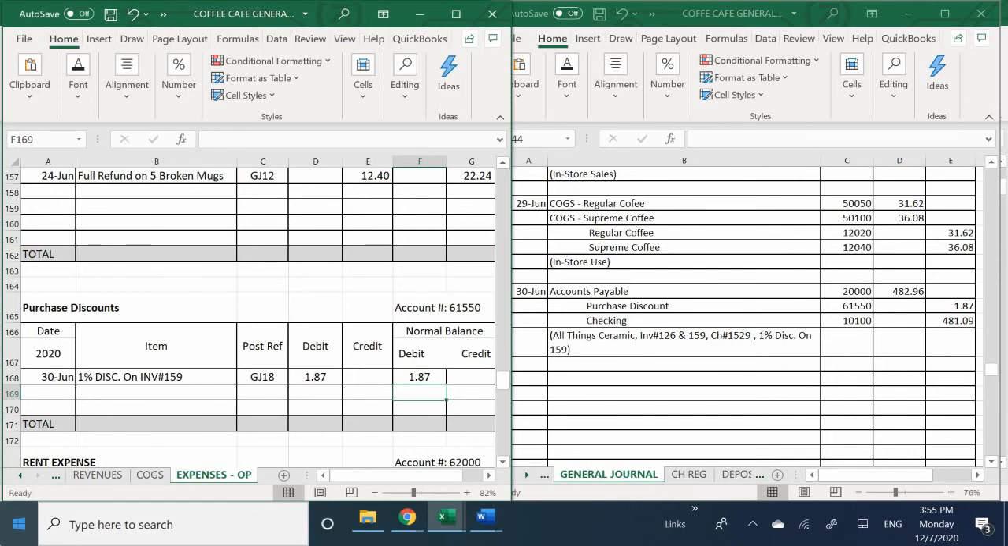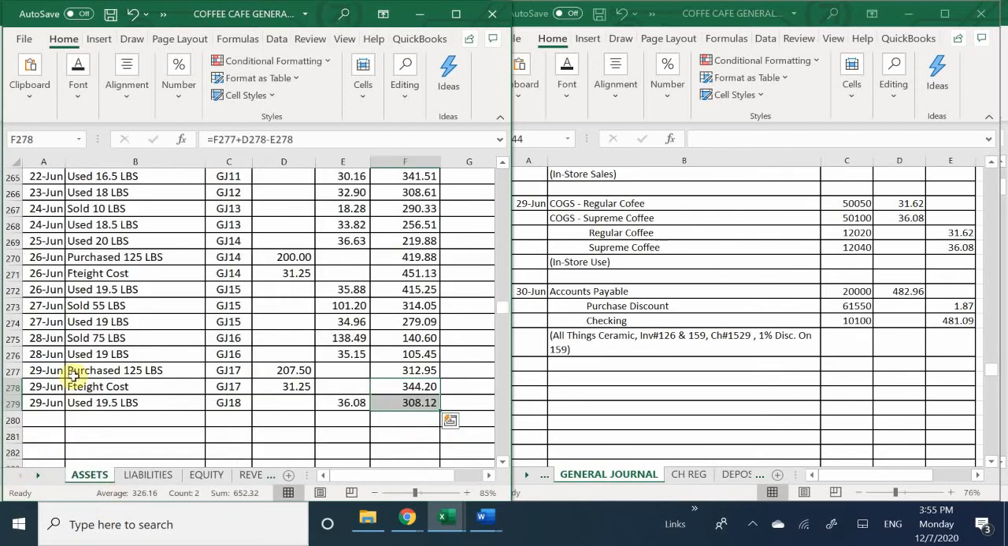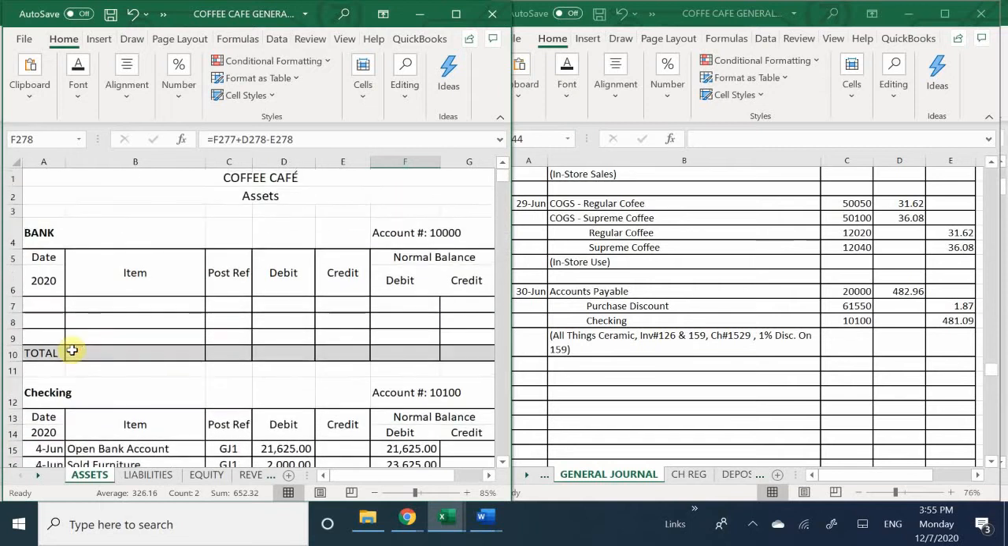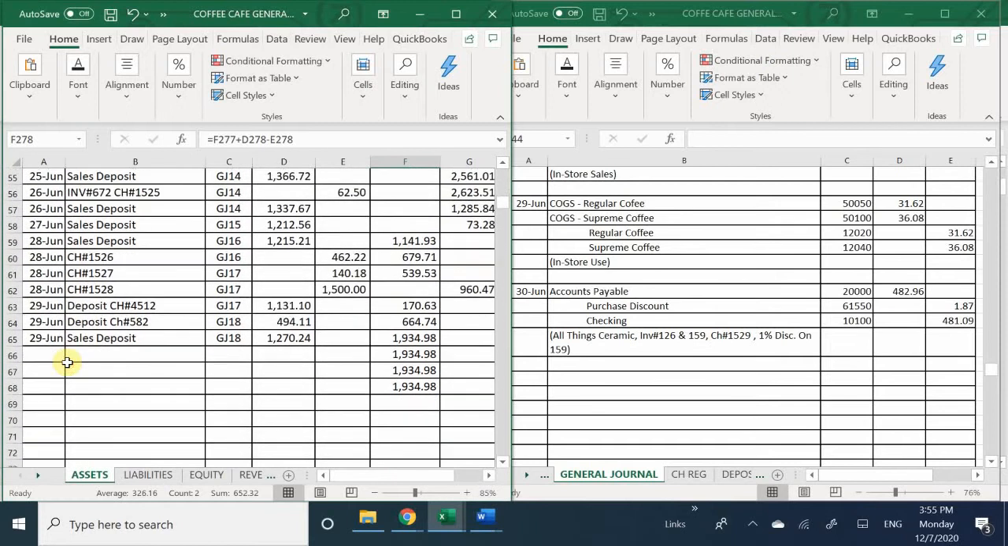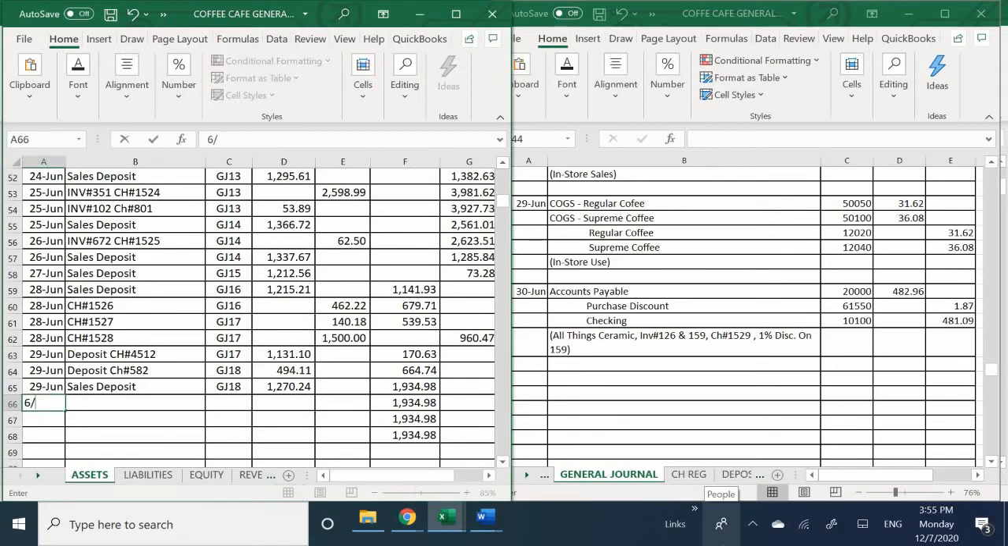Okay. And then we will go back to assets under checking. And the date of 30th, check number 1529. General journal 18. In the credit column 481.09. And that brings our balance down to $1,453.89.